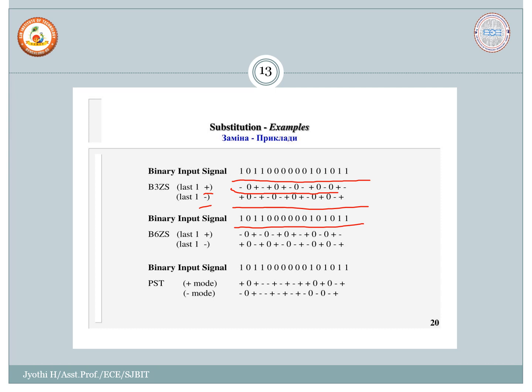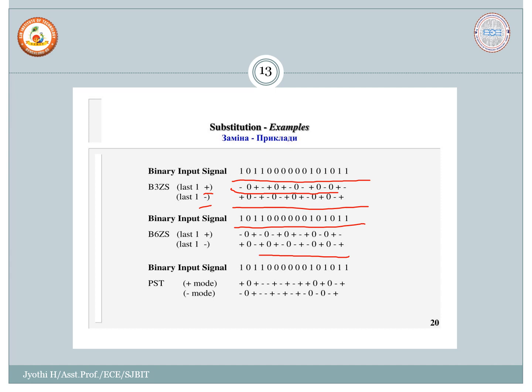So the binary input signal has 1 0 followed by double 1 followed by 6 zeros and 1 0 1 0 1 1. So it becomes minus 0 plus minus 0 minus plus 0 plus minus plus 0 minus plus minus. So plus 0 minus plus 0 plus 0 minus minus plus minus 0 plus minus plus. So this is what the binary input signal gives.